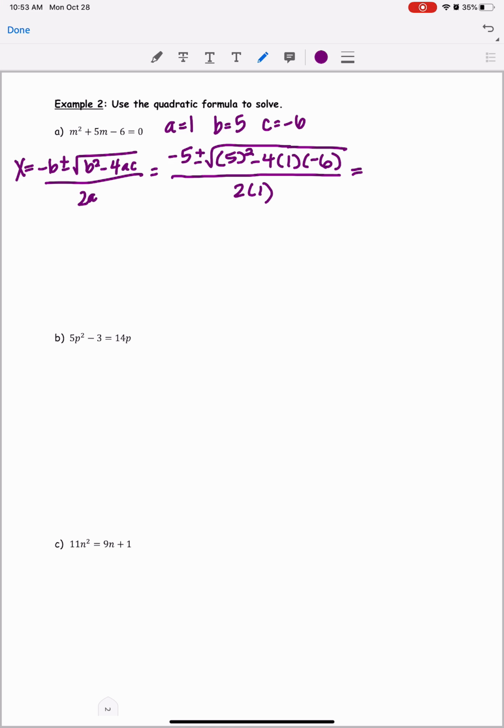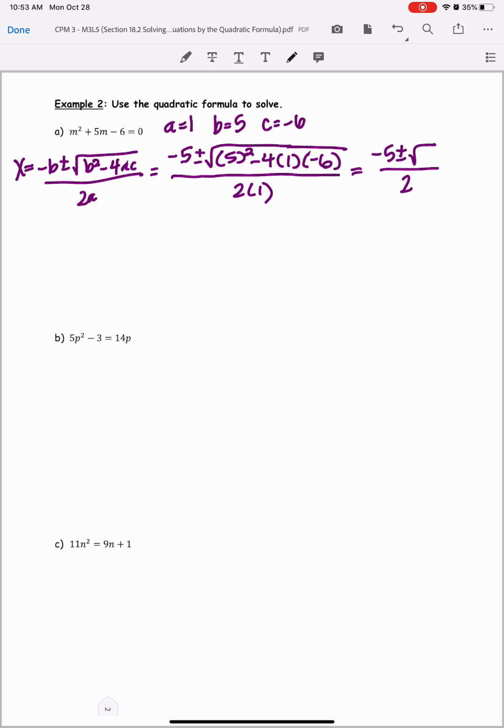Okay, so now we're going to simplify. When I simplify, bring over your -b plus or minus. We're going to have the square root of some number, and this is going to be all over 2 times 1, which is 2. So I just need to figure out what goes under the radical, but not including the radical. So in your calculator, you're doing 5 squared minus 4 times 1 times -6. When you put that in your calculator, we should get 49.